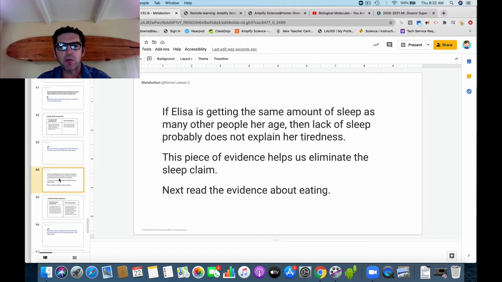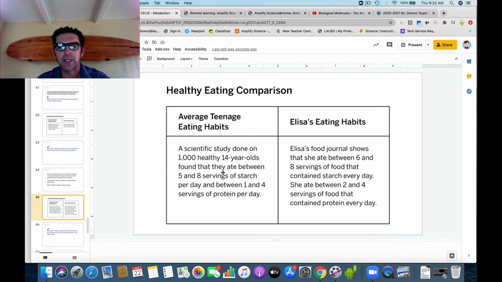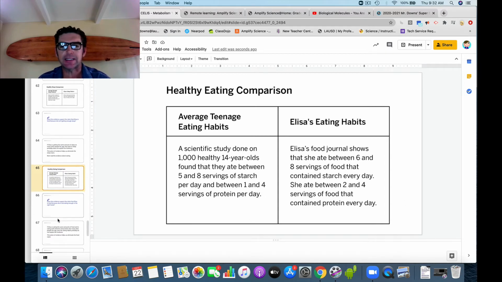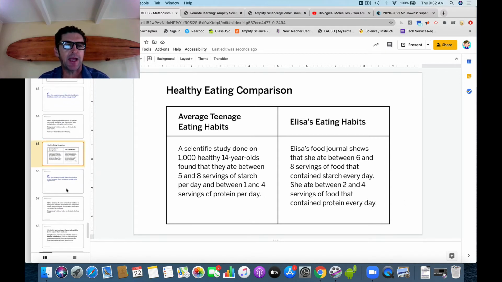If she's getting the same amount of sleep as many other people her age, then lack of sleep probably does not explain her tiredness. This piece of evidence helps us to eliminate the sleep claim. Let's check about eating. Read this. Does she eat about the same as an average teen?